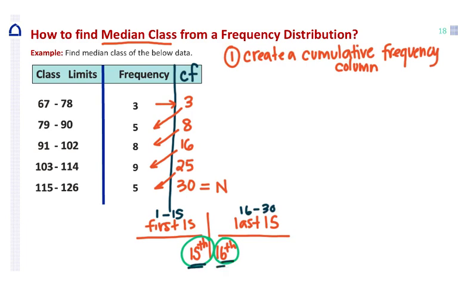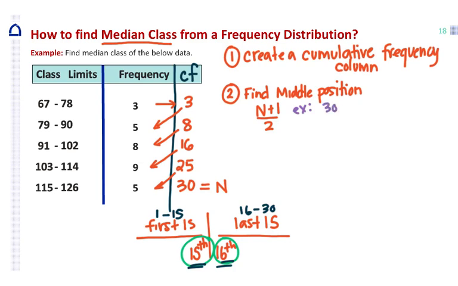So the real question is, where is the 15th and 16th data point? Officially, the middle position of any number of data points is going to be the number of data points plus 1 divided by 2. In our example here, 30 plus 1 divided by 2. It says the middle position is the 15.5 data point, which again reinforces that it's between the 15th and the 16th data point.